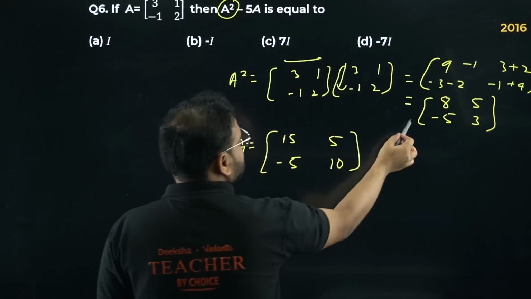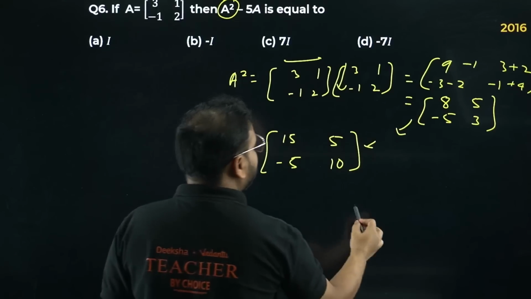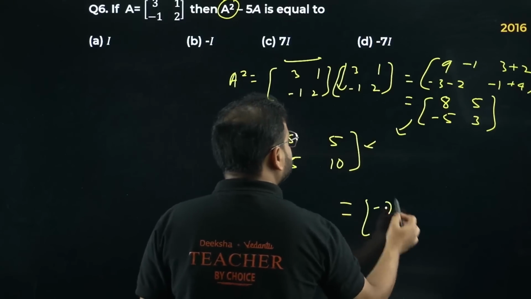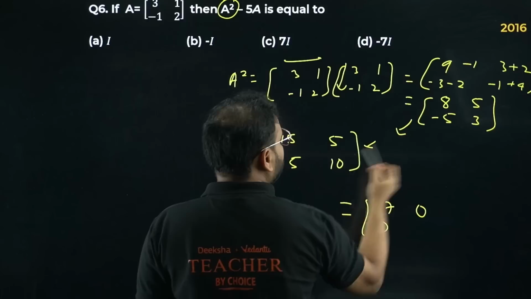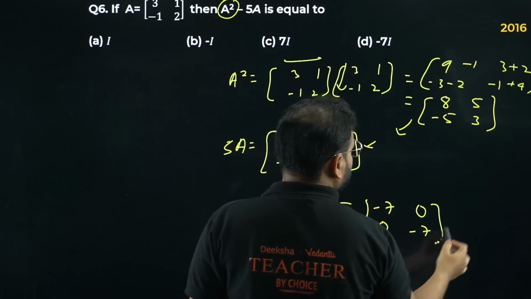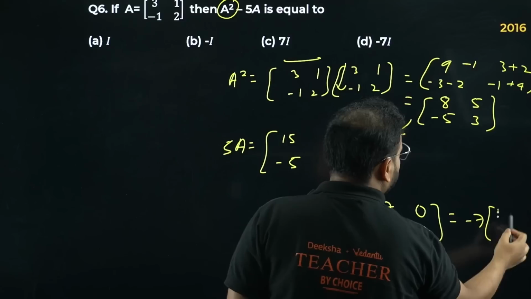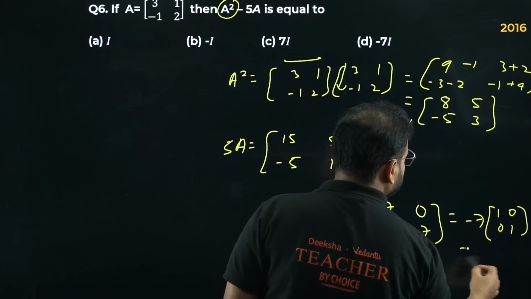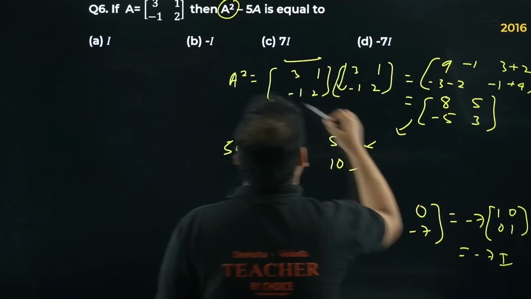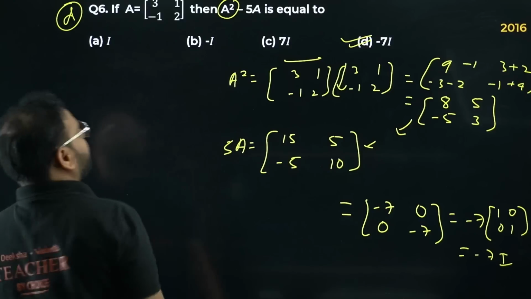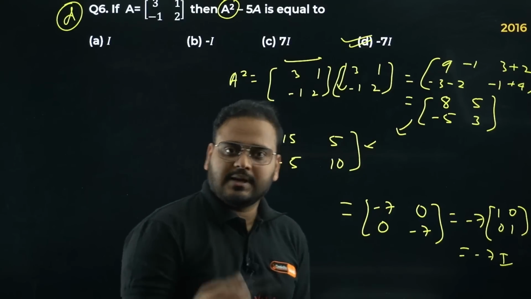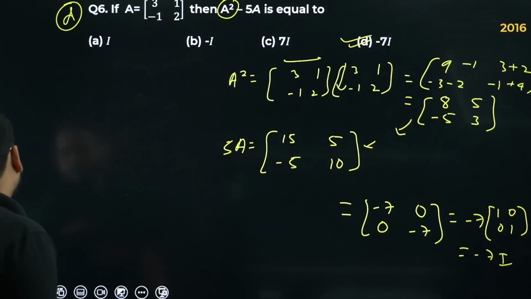Subtract these two, please check, your answer will be 8 minus 15, so minus 7, 5 minus 5, so 0, minus 5 plus 5, so 0, 3 minus 10, so minus 7. Answer, please take minus 7 common, will become identity matrix [1, 0; 0, 1], hence answer is minus 7I. Option number D is correct. Easy, very easy, sir. Okay, moving on now.